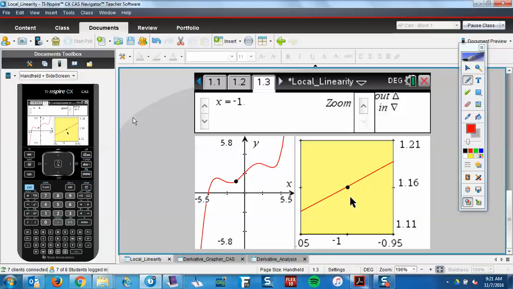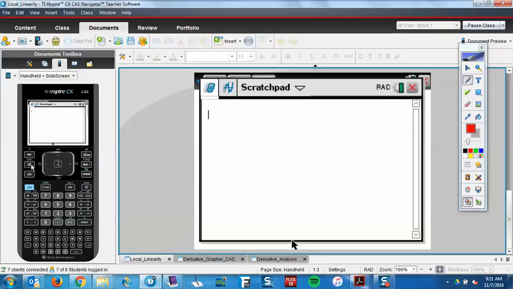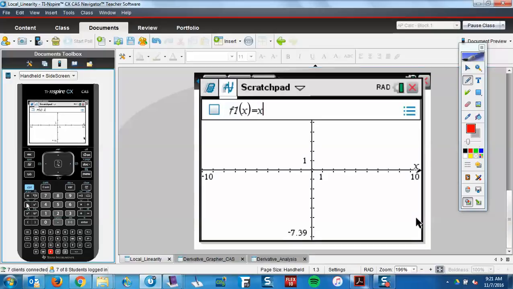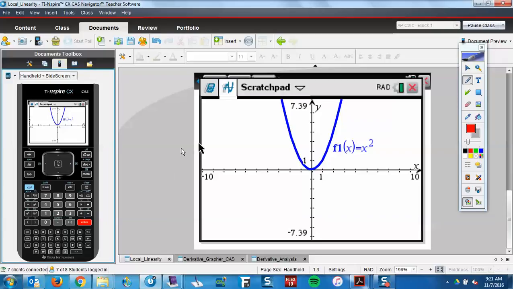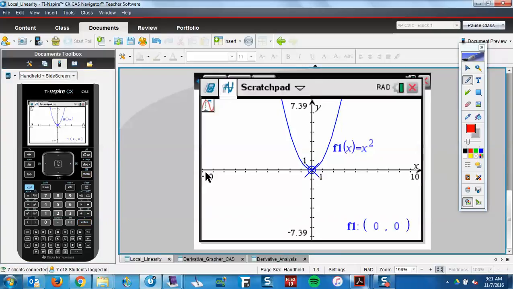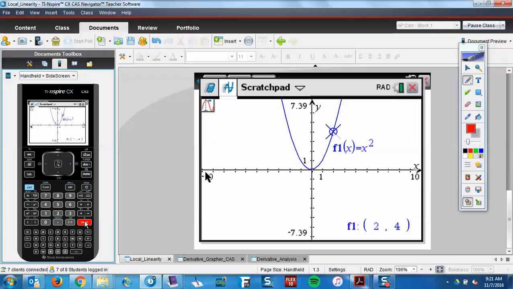What's that? You go to window, and then zoom in is one of the choices, and then you zoom in. Usually it's good to trace to that point and get it right in the middle. So for example, if I go to a graph page here and put in x squared, and I wanted to zoom in at, say, 2, I would trace to 2, and I'd hit enter a couple of times.